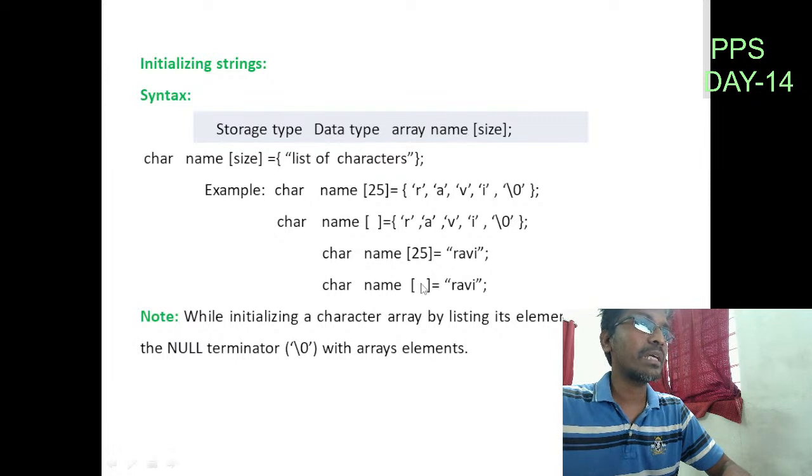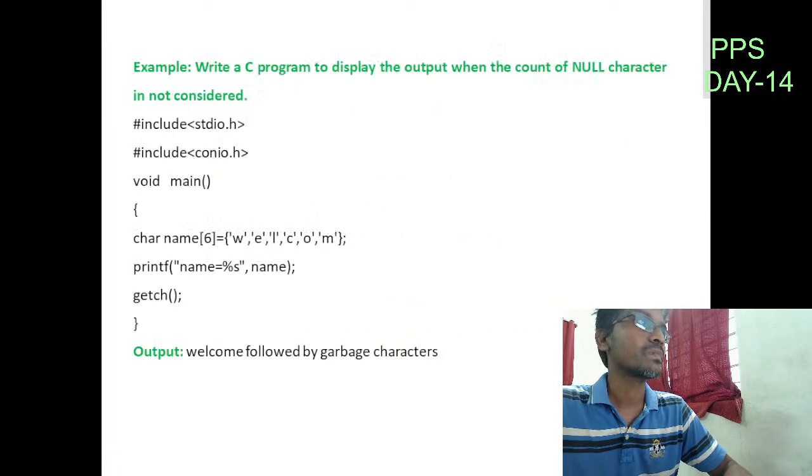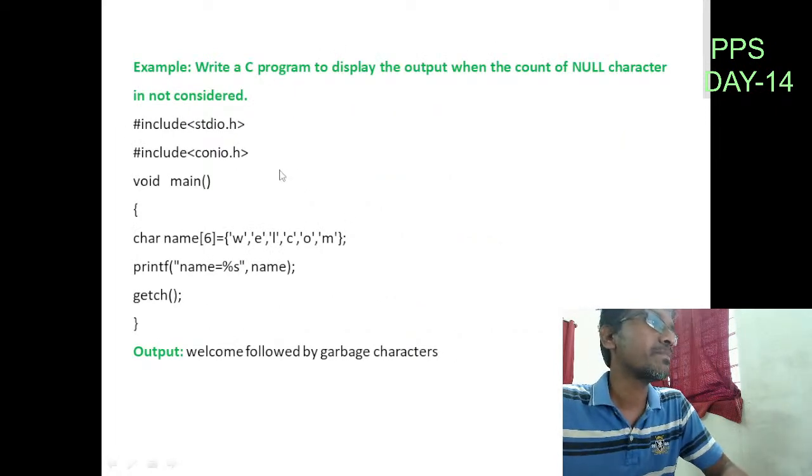But you have to keep it in mind: every character array should end with the null character. That means you need to provide extra memory for storing the null character. Otherwise it will print a garbage value. So this is an example.